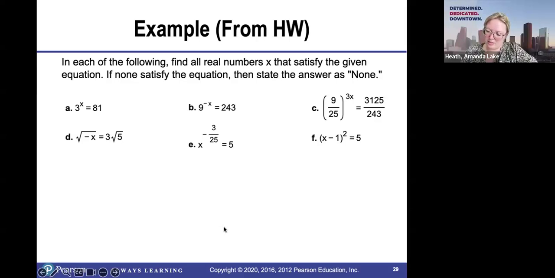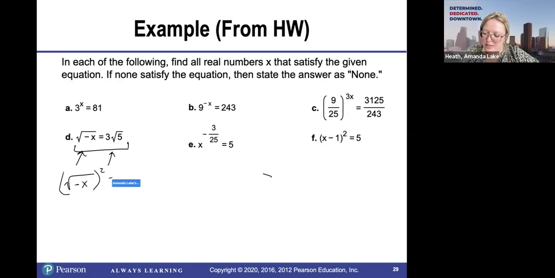Okay, so we're moving on to the next example, part D: the square root of negative x equals 3 times the square root of 5. This one's a little bit simpler because we remember that square root means a power of 1/2. If we want to get rid of that, we can square the value. So if I take the square of both sides, I get the square root of negative x, squared, equals 3 times the square root of 5, squared.